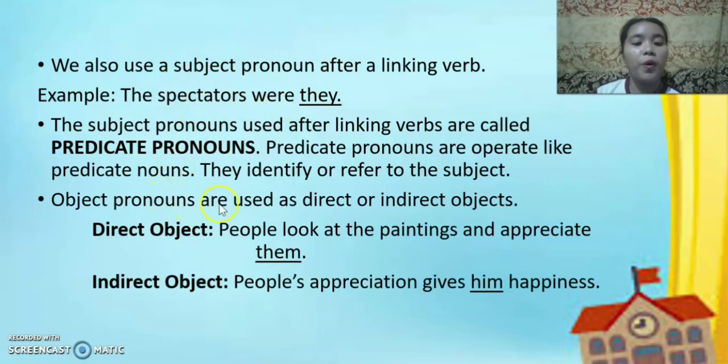Now, object pronouns are used as direct or indirect objects. Now, direct object, people look at the paintings and appreciate them. So, them ang pasabot niya ang paintings. Indirect object, people's appreciation gives him happiness. Him, indirect siya kay ang gipasabot ani niya, the one that is being referred here is the painter. So, it is indirect. Okay, people's appreciation gives him happiness. The one that painted the painting.